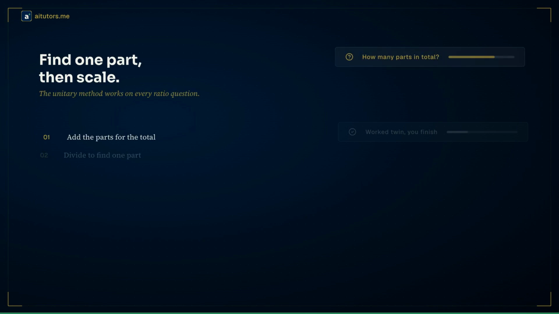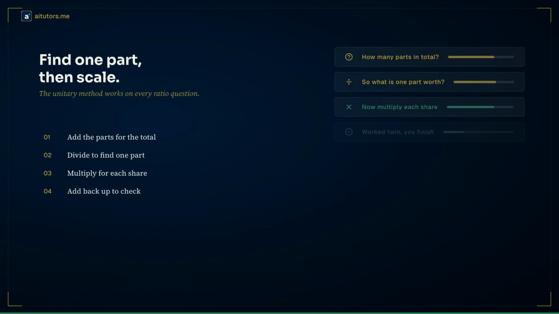So here is the method that works every single time. Step 1. Add the numbers in the ratio to find the total parts. Step 2. Divide the amount by that total to find what one part is worth. Step 3. Multiply one part by each side of the ratio. Step 4. Add your shares back up and check they return to the amount you started with.